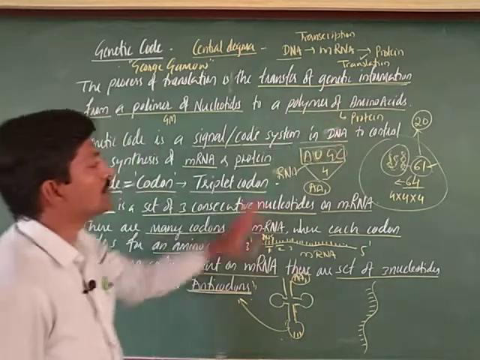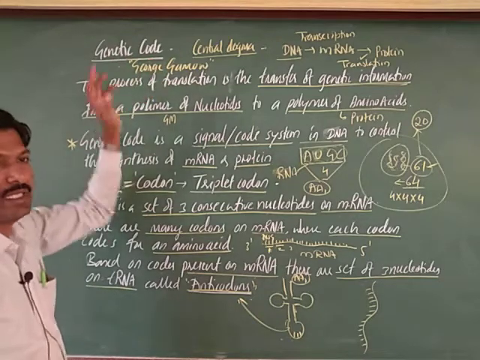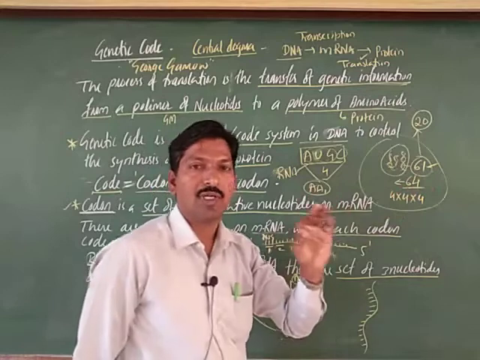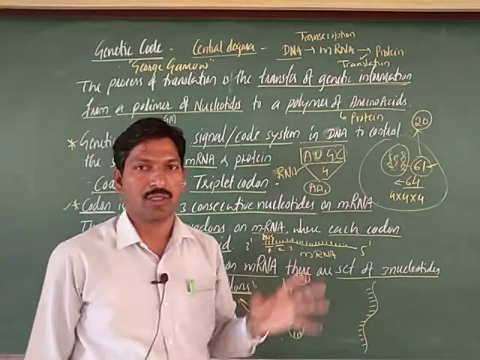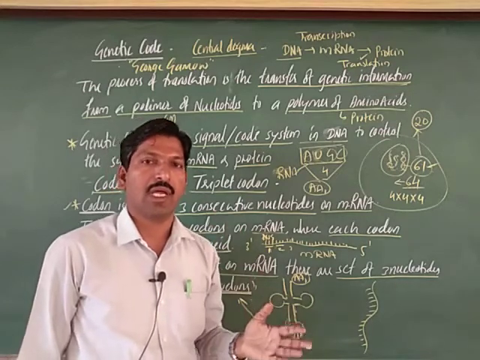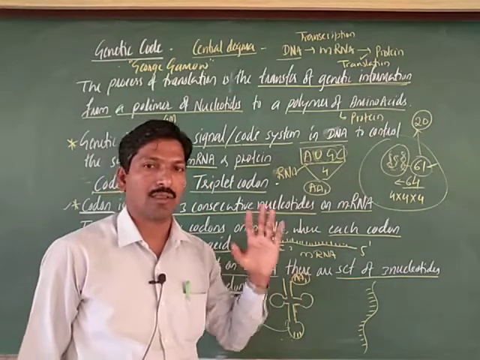These are the points you should write in the introduction part of the genetic code. Later on we will see the 64 triplets with the help of a simple dictionary. With the 20 amino acids and the 64 codons, we can make that chart in the next video.